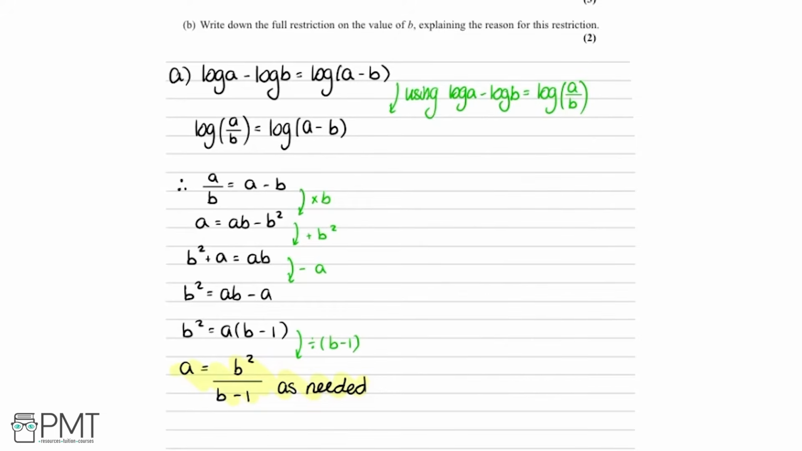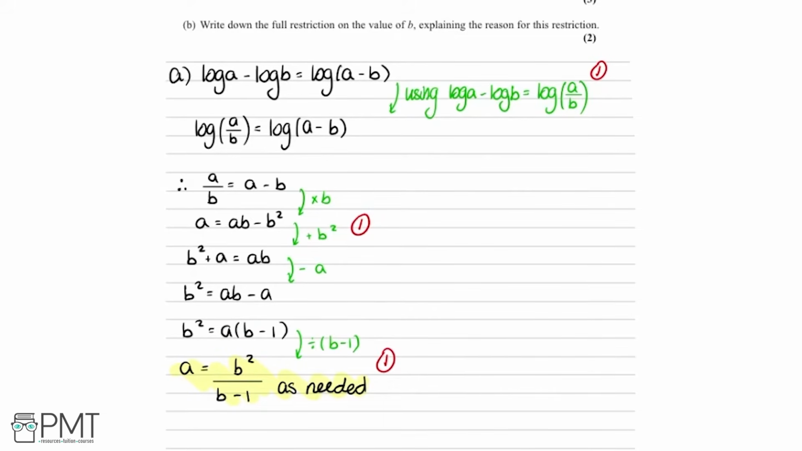And look at the mark scheme to see where we get the marks. We get the first mark up here for stating that log A minus log B is log of A over B, and using that fact. We get another mark here for this bit of working, going from this down to having B squared equals and all the A's on one side. And then we get the final mark for this working here, so factorising out the A and then dividing by the B minus 1, getting A equals B squared over B minus 1.